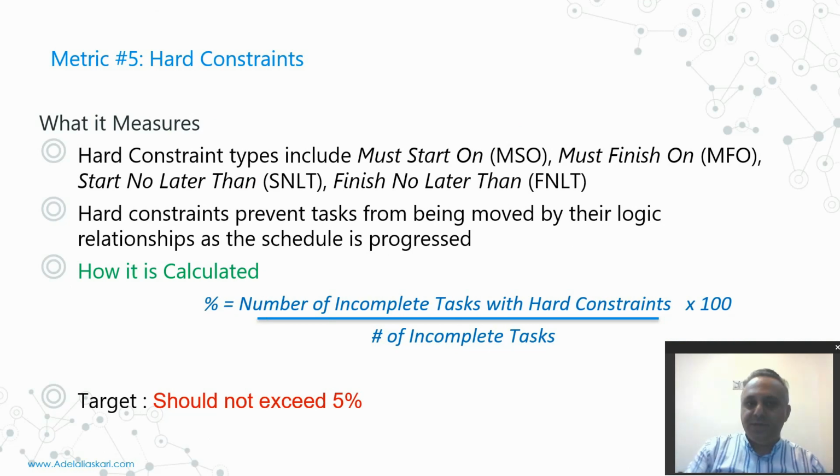The fifth metric is the hard constraint, and the calculation is based on the formula of the number of incompleted tasks with hard constraints over the number of incompleted tasks, and again it should not exceed 5%. But what is a hard constraint? The hard constraints include must start on, must finish on, start not later than, and finish not later than. Based on the definition, these four constraints are considered hard constraints and should not be used for more than 5% of the constraints.